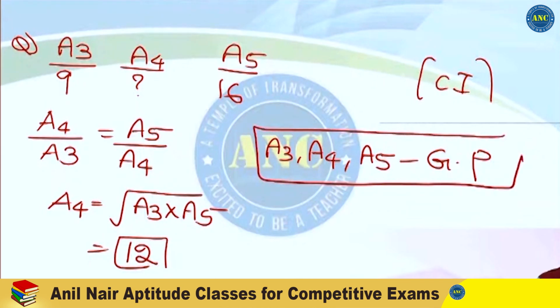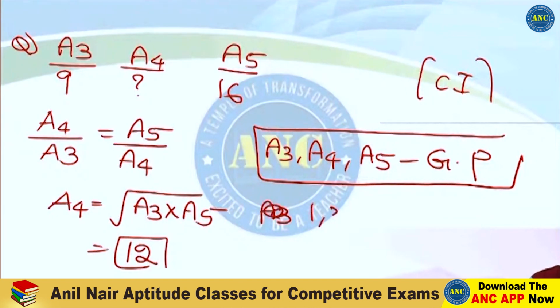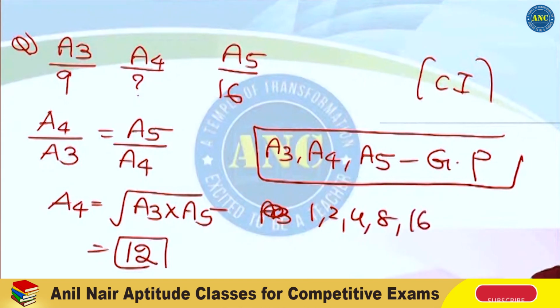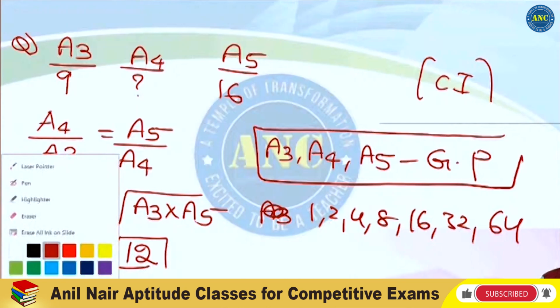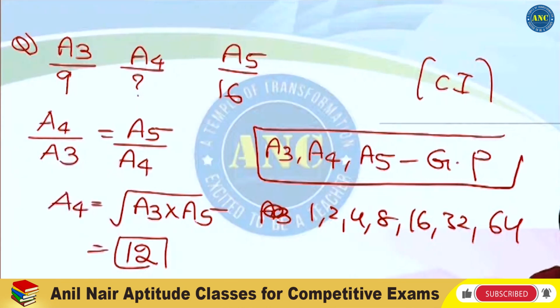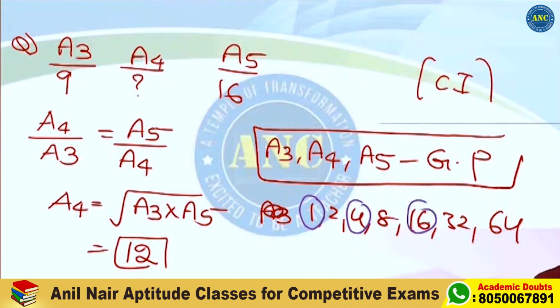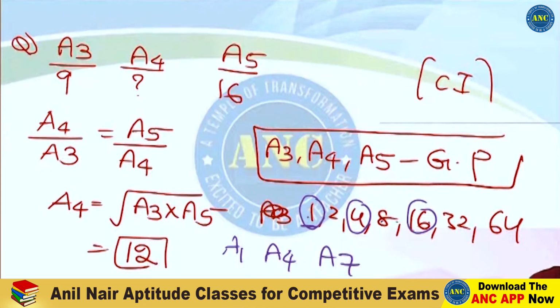Not only A3, A4, A5. For example, 1, 2, 4, 8, 16, 32, 64. He might create a fear for you by giving this question. If you see A1, A3, A5, that is 1, 4, 16, they are also in GP, yes or no? A1, A4, A7, that is 1, 8, 64, they are also in geometric progression.